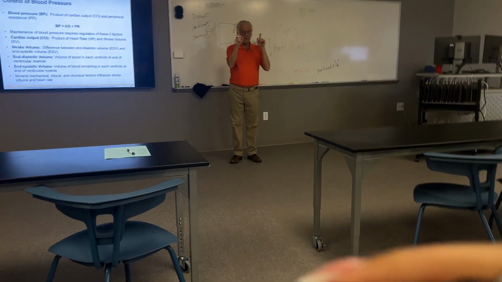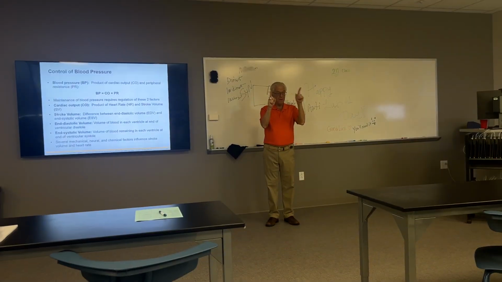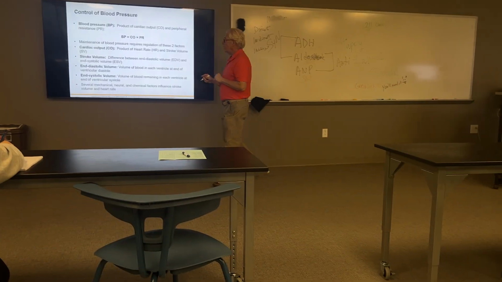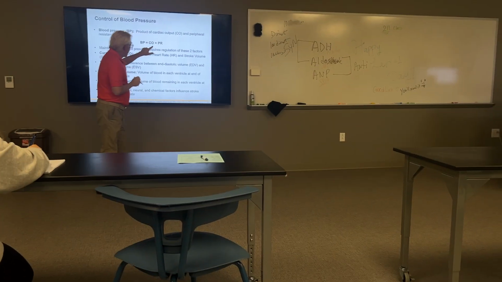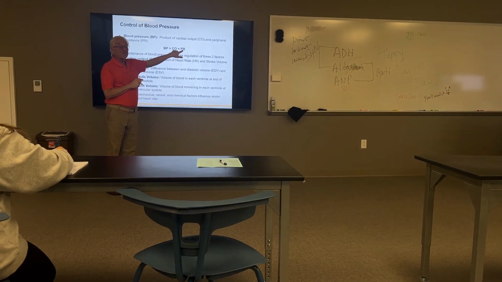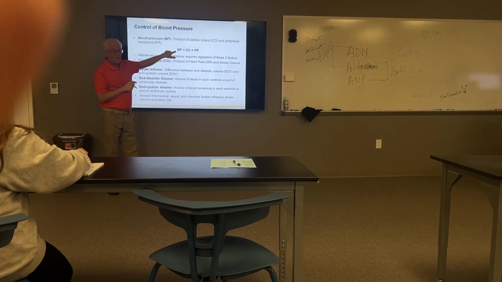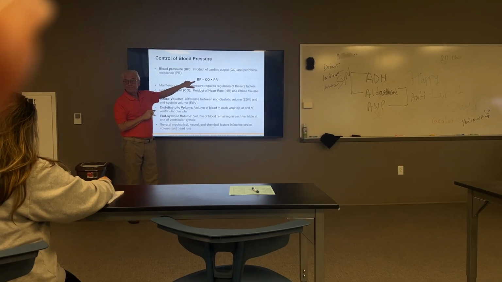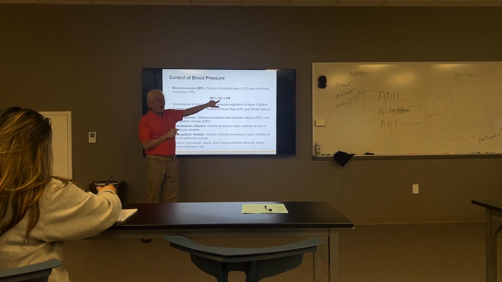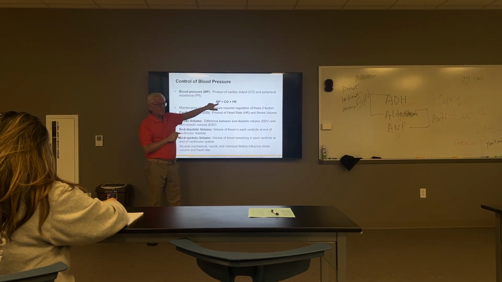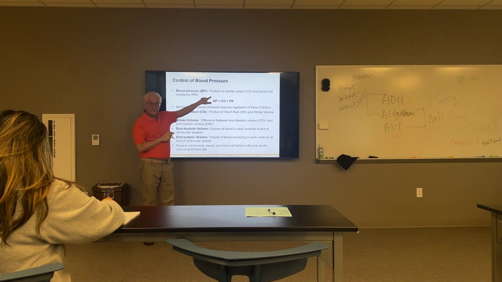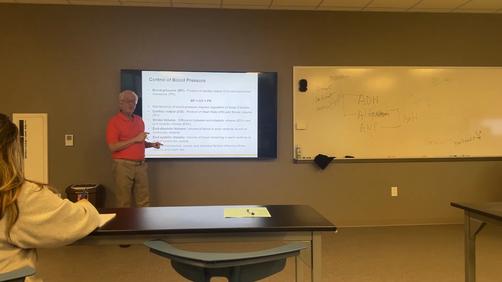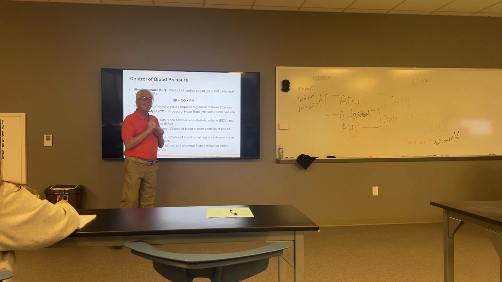This goes up, this goes up. Got it? Direct means if this goes up, this goes up. And what do I mean by that? If my resistance increases, is my blood pressure going to go down or up? Up. If my output increases, what's my blood pressure going to do? Also up. And how do we understand this on a mathematical problem?